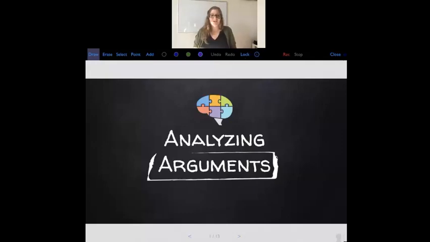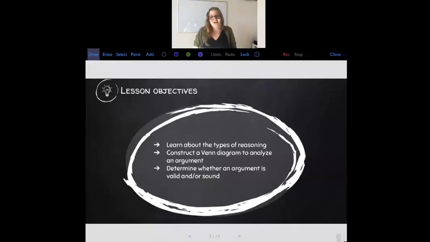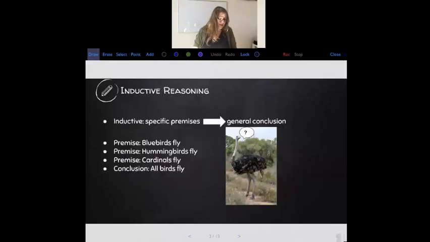In this lesson, we're going to go over analyzing arguments. Our objectives today are to learn about the two different types of reasoning that we'll talk about in this class. We'll construct a Venn diagram to analyze a deductive argument, and then we'll determine whether an argument is valid or sound.